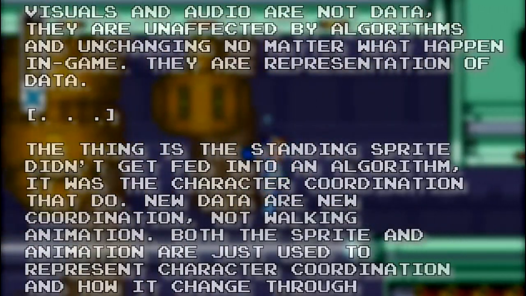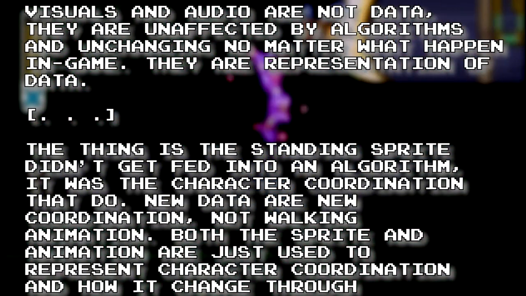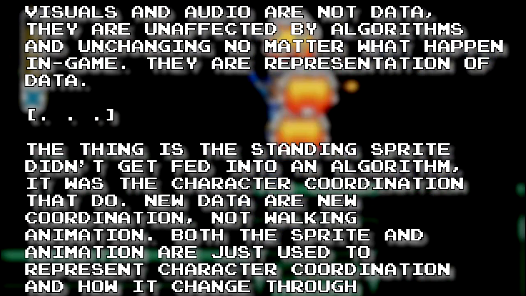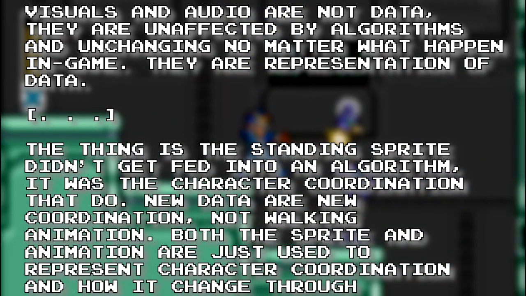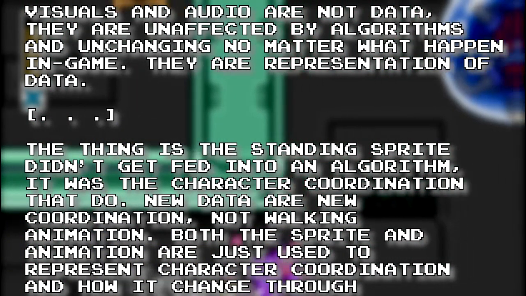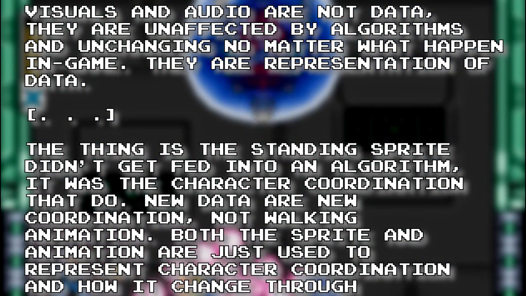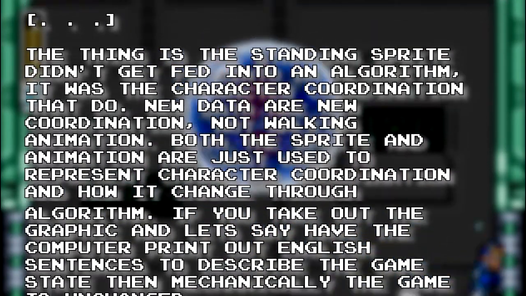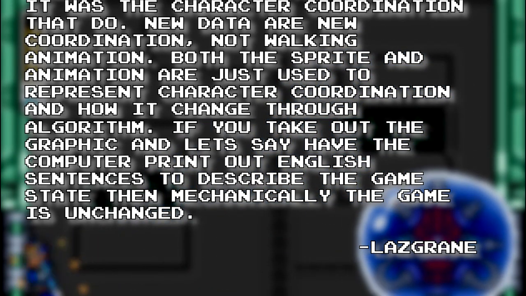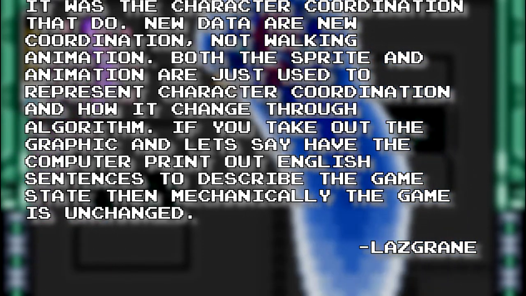And on the Ludology subreddit, Lasgrain said this: visuals and audio are not data. They are unaffected by algorithms and unchanging no matter what happens in-game. They are representation of data. The thing is, the standing sprite didn't get fed into an algorithm, it was the character coordinate that did. The new data is the new coordinate, not the walking animation. Both the sprite and animation are just used to represent the character coordinate and how it changes through algorithms. If you take out the graphic and, let's say, have the computer print out English sentences to describe the game state, then mechanically, the game is unchanged.